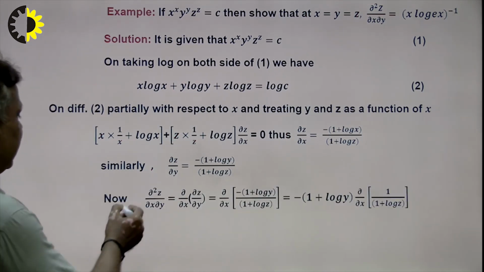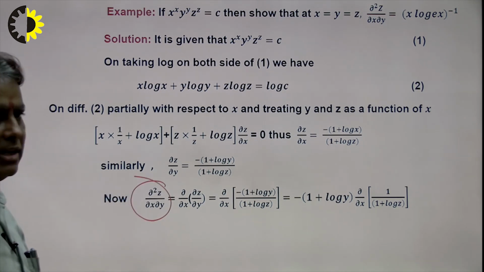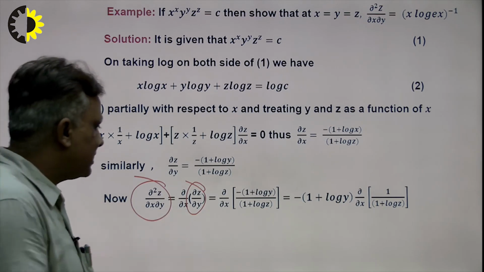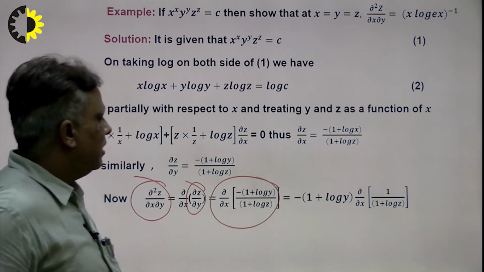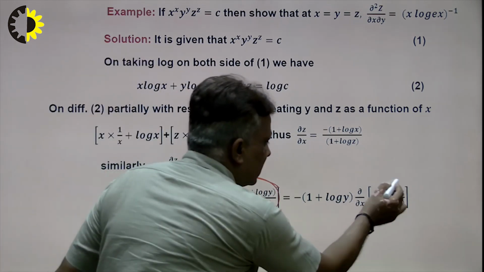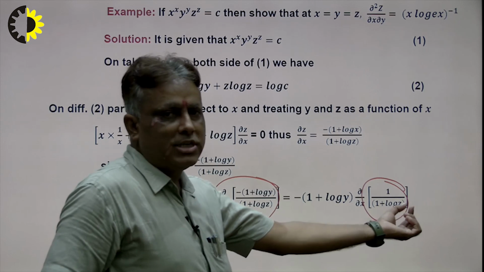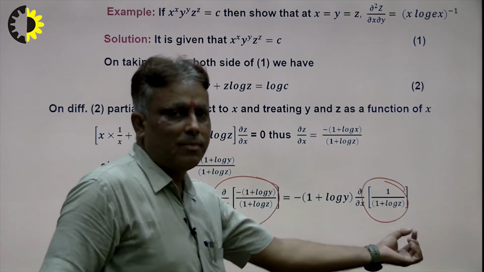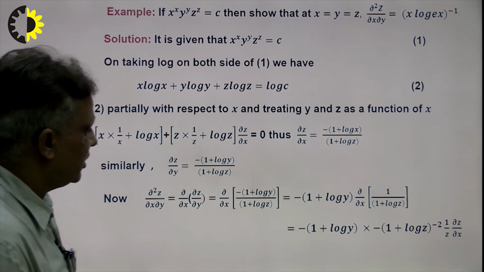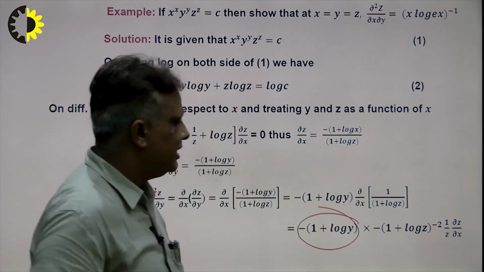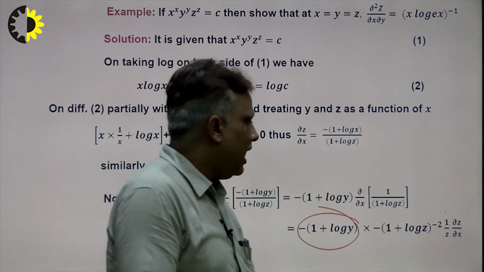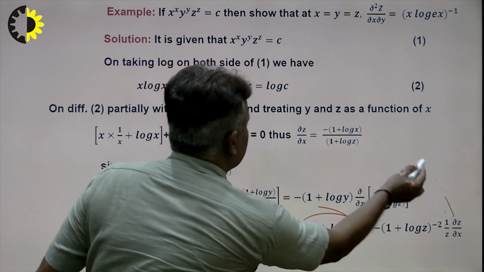First of all, I calculate del 2 z over del x del y. I know the value of del z over del y, and now differentiate with respect to x. I write here minus 1, log y is the constant, and differentiate 1 upon 1 plus log z, so differentiation of this is minus 1 plus log z square, and 1 is 0, log z is 1 upon z. So what will be the new result? This is a very important and interesting result. So 1 minus log y is as it is, and differentiation of this minus power 2 and 1 upon z del z over del x, and the value of del z over del x is this.